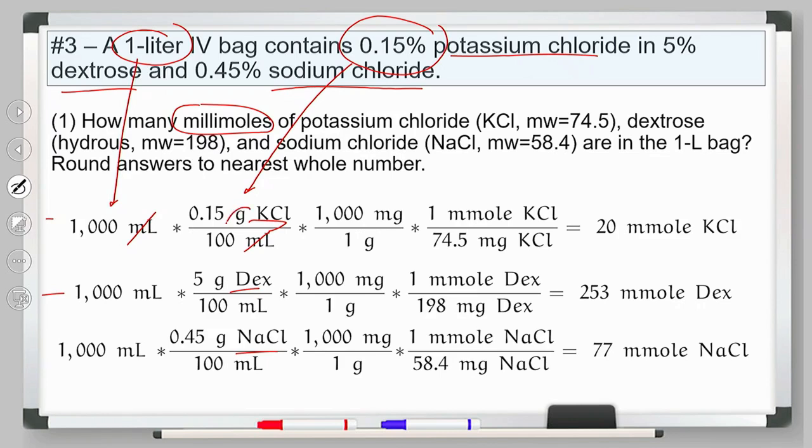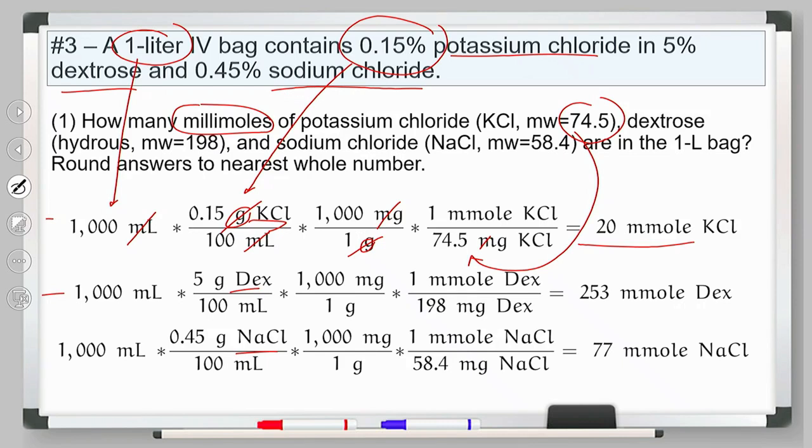Then I have to convert grams here to milligrams. So let's go ahead and multiply by 1,000. So simply that weight, instead of being in grams, is in milligrams. That's all I've done, is taken my volume times my concentration times 1,000 to get into milligrams. And then lastly, to get to millimoles for potassium chloride, all I have to do is divide by the formula weight in milligrams, and voila, I have 20 millimoles.